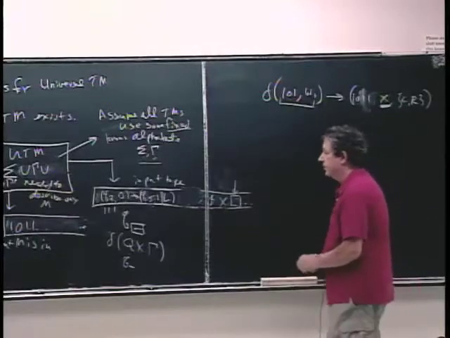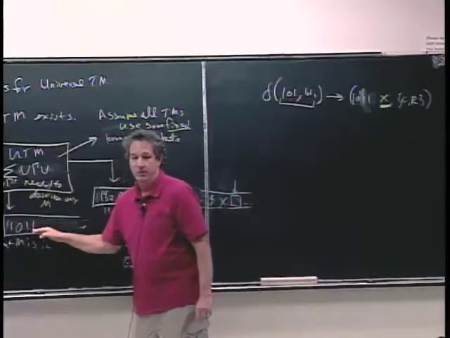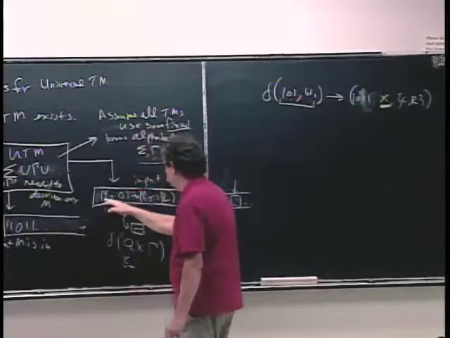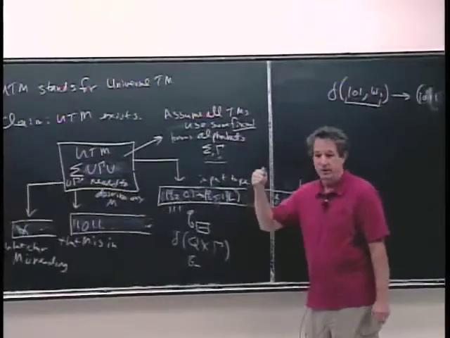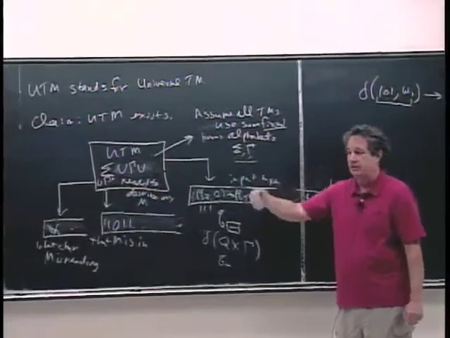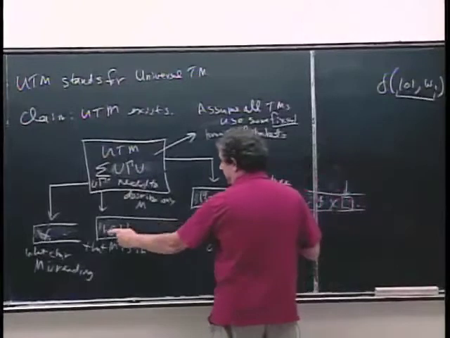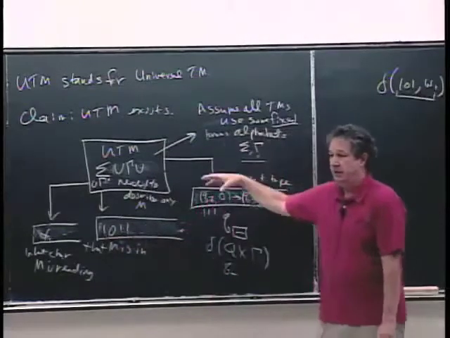And it also, of course, when it goes into a particular state, wants to check whether that's an accept state. So it should also scan here until it finds the places where the accept states are written as binary numbers, and check bit by bit: is this equal to one of the accept states? And if it is, then it accepts.